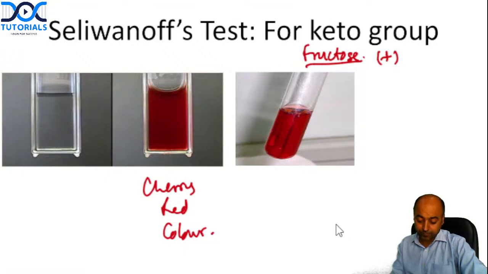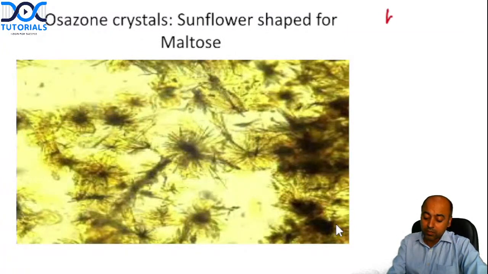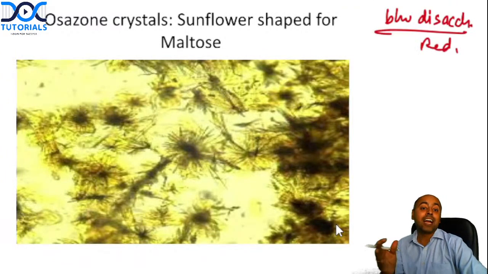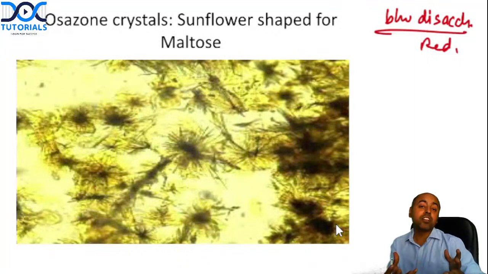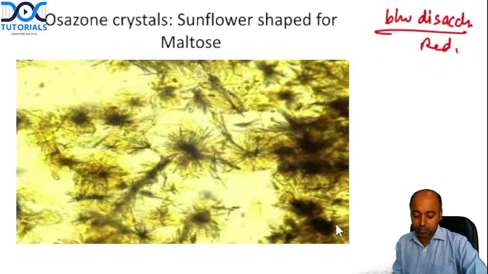Okay, and then we have the Osazone crystal test. Osazone crystal test used to distinguish between the different reducing disaccharides. Okay, so we have the lactose and the maltose. How to distinguish between them using the Osazone crystal test? Maltose will give you the sunflower shaped crystals. You can see here the sunflower shaped crystals, which can be seen with maltose.